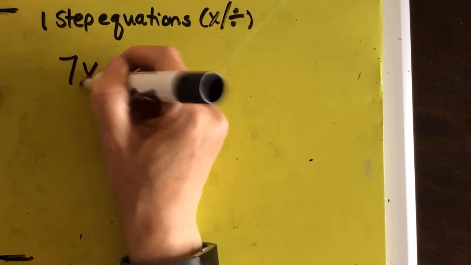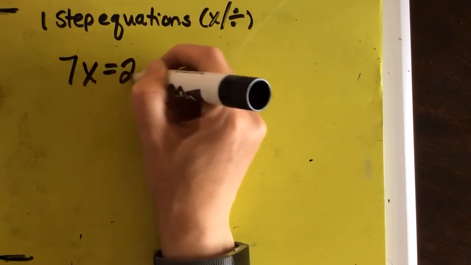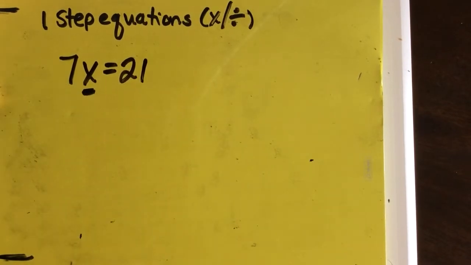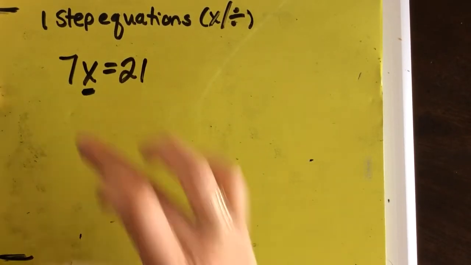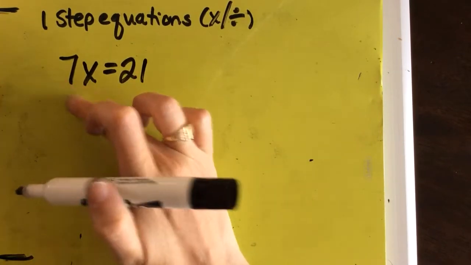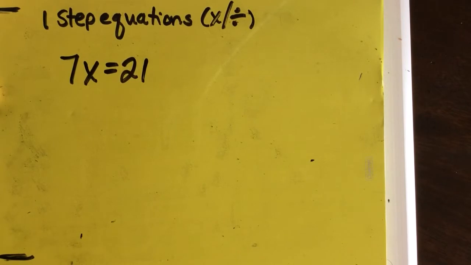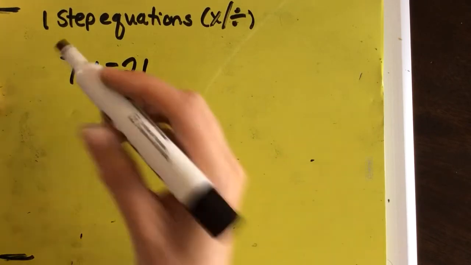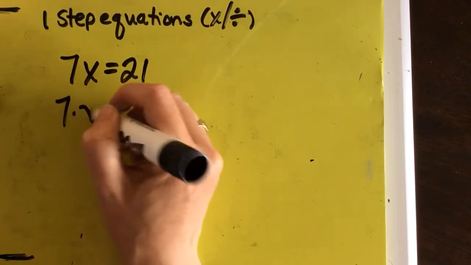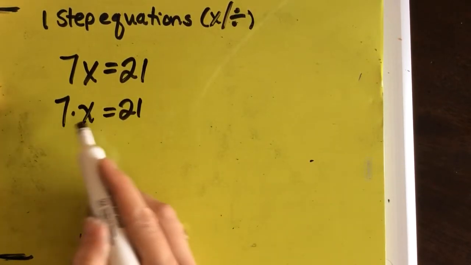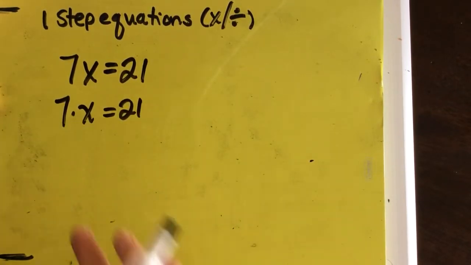So I have 7x equals 21. So here's my variable x. What is being done to my variable? We have this 7 in front of it, and 7 is called the coefficient. What a coefficient tells us is it's the multiplier of x. How many of x are there? What is it being multiplied by? So this is really the same as saying 7 times x equals 21. So multiplication is what's going on between these two.